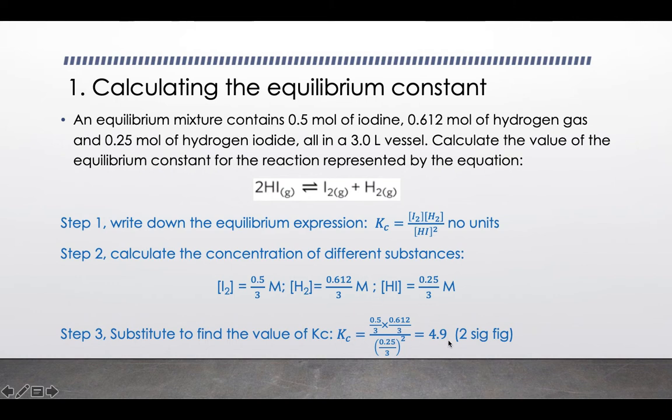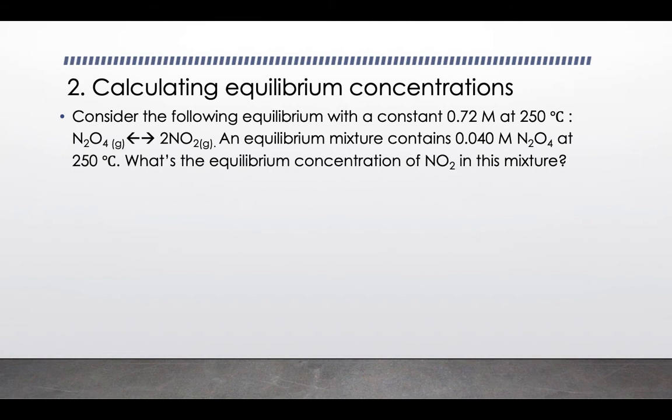Okay? When you work out Kc, pay attention to your significant figures. And also, don't forget the unit when there is one. Okay. The second type of calculation is basically the first type working backwards. You are given the constant of a particular equation, then you are given some of the concentrations, and you are asked to find out the concentration of some other substance that is not given.